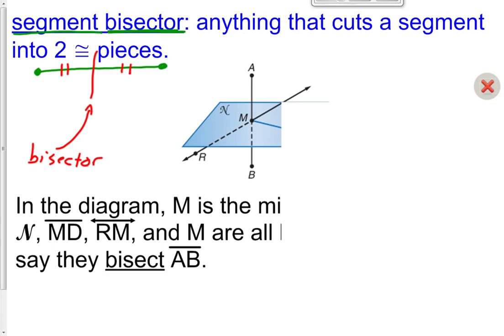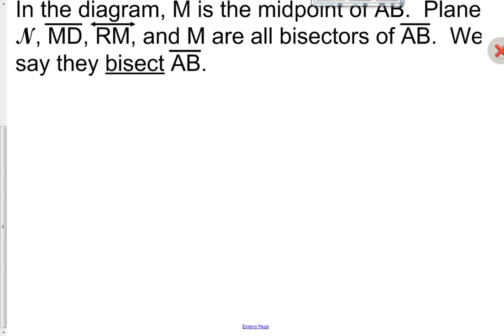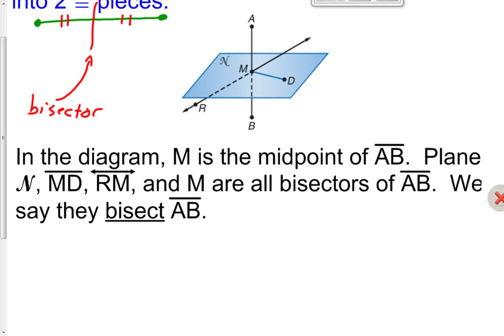So in our diagram right here, it's saying that M is the midpoint of segment AB. Plane N, MD, RM, and M are all bisectors of AB. So we say that they bisect AB. So let's say AB is 14 units long. M is a bisector, or MD is a bisector, or plane N is a bisector. Basically, it's something that cuts AB in half. So if AB is now cut in half, we could say AM is 7 units and MB is 7 units. It cuts that segment exactly in half. And that's what a bisector is.